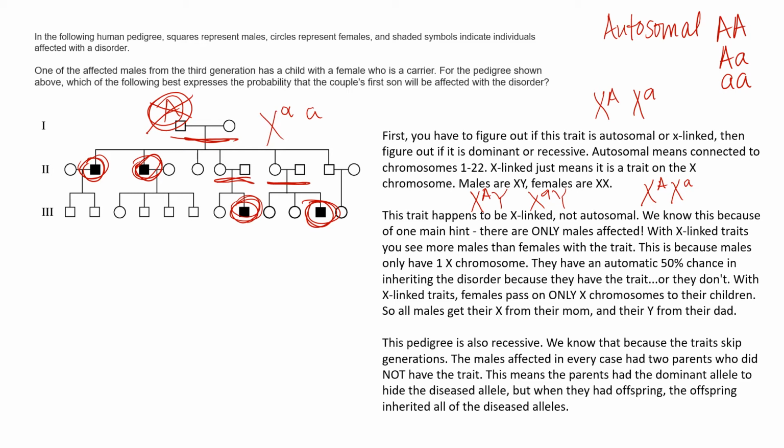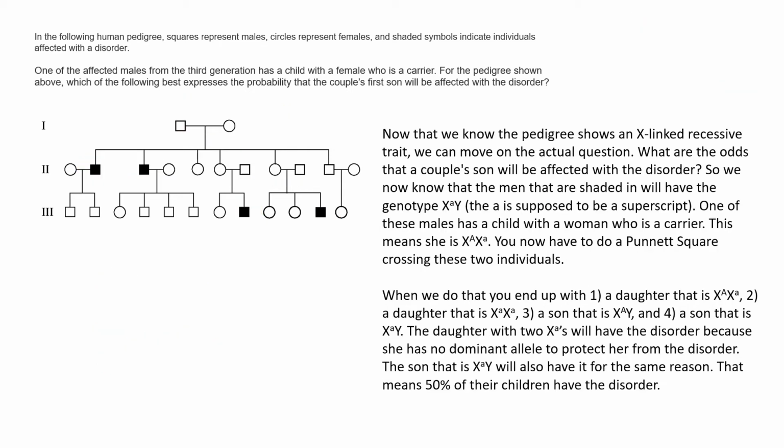So now let's go on to the second part, because now we figured out that this is X-linked and it's recessive. So now we can actually get to the question itself. So the question is saying, if one of these males in the third generation had a child with a female who is a carrier, what is the probability that their first son will be affected with the disorder?